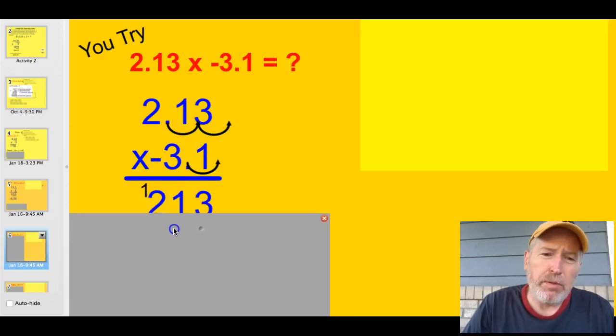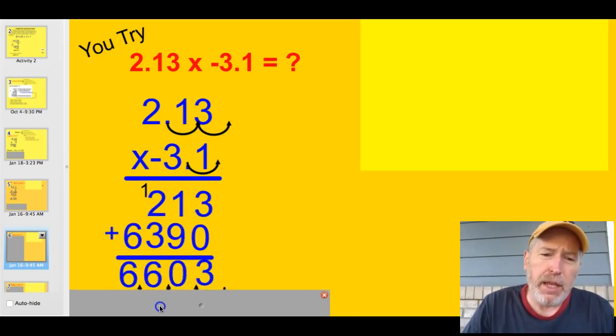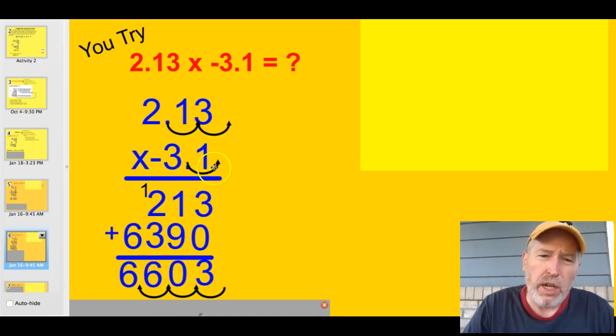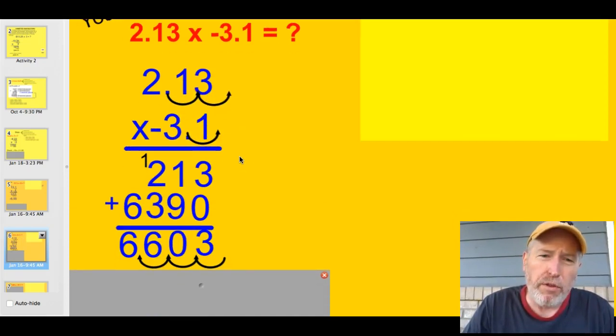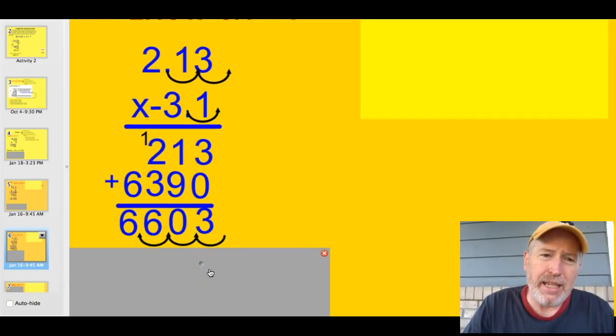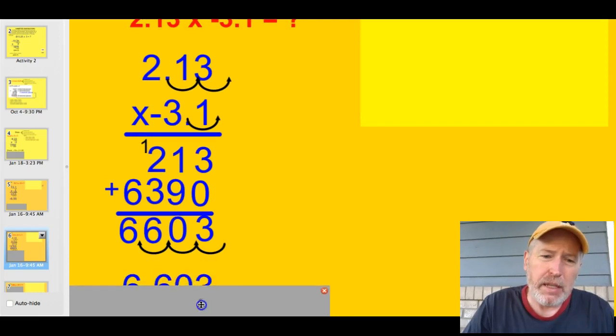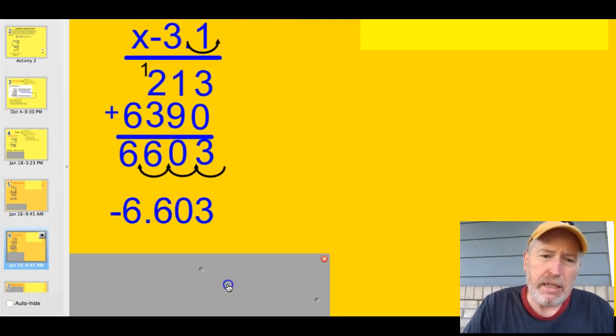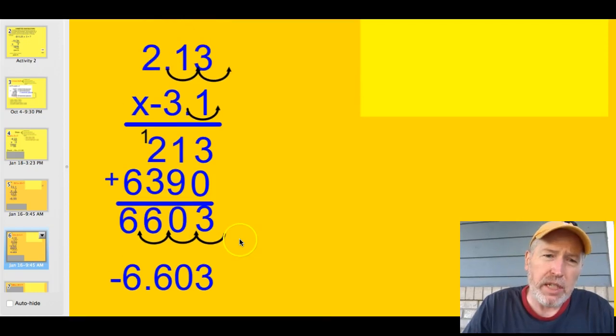Set that problem up just like this. If you work through it, you had a couple of steps there multiplying. You had 2 decimals on top here and 1 here in the bottom. So you have a total of 3 decimal places. Put those back in. Looks like you have 6.603, and that's going to be a negative 6.603 because you have a positive times a negative.